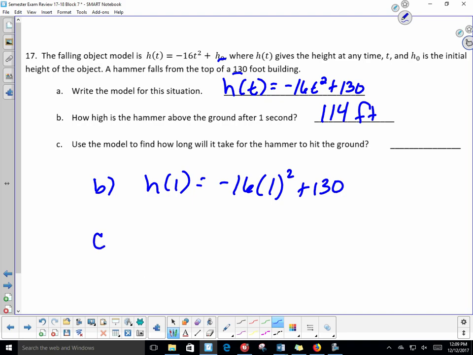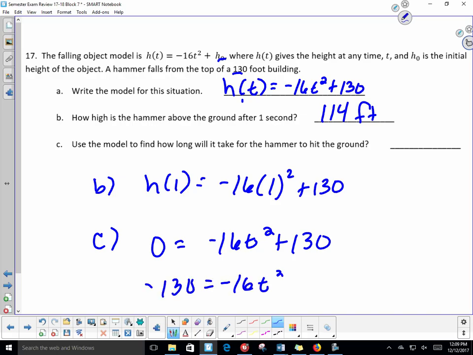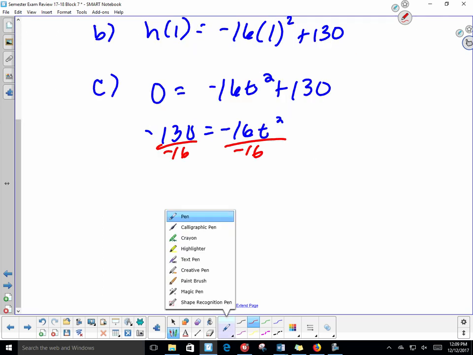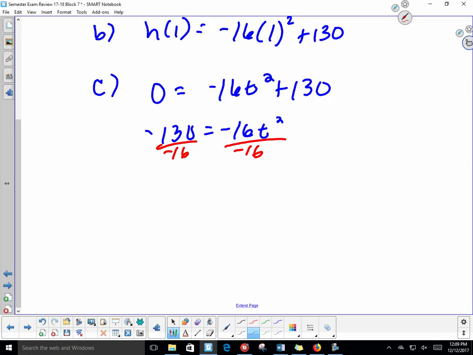You set the equation to 0. Yeah, so I'm going to go back to this original equation, and I want my height to be 0, so we'll put 0 there. Then how do you solve this? You subtract 130 on both sides. Okay, keep going. And then you divide by negative 16. And then you get t squared equals 8.125. Then you square root both sides. You get t equals 2.85.